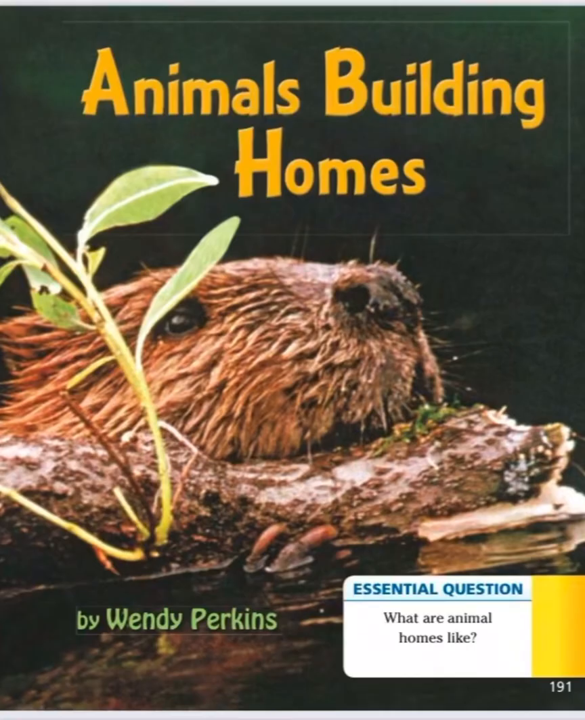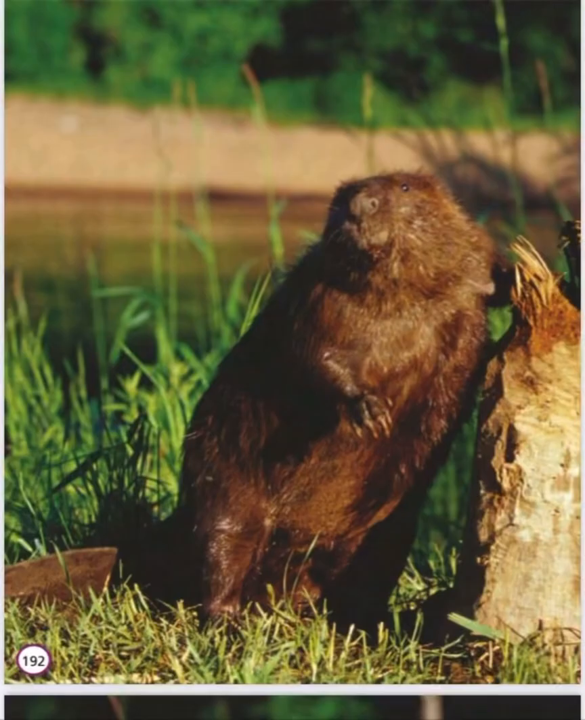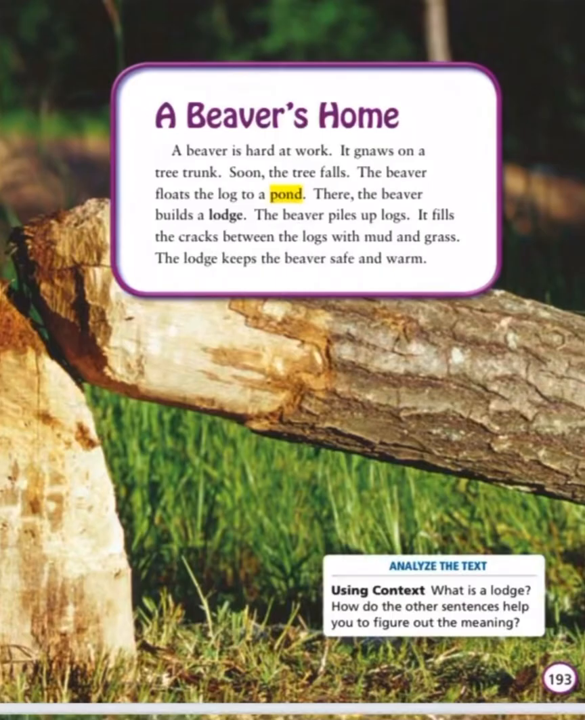Animals building homes. Essential question. What are animal homes like? A beaver's home. A beaver is hard at work. It gnaws on a tree trunk. Soon, the tree falls. The beaver floats the log to a pond. There, the beaver builds a lodge. The beaver piles up logs. It fills the cracks between the logs with mud and grass. The lodge keeps the beaver safe and warm.